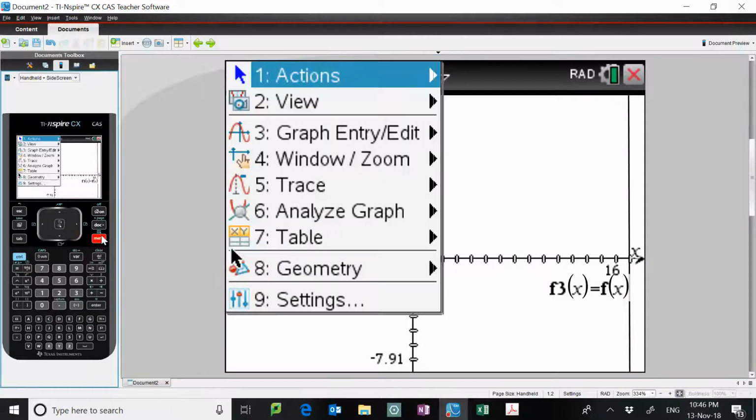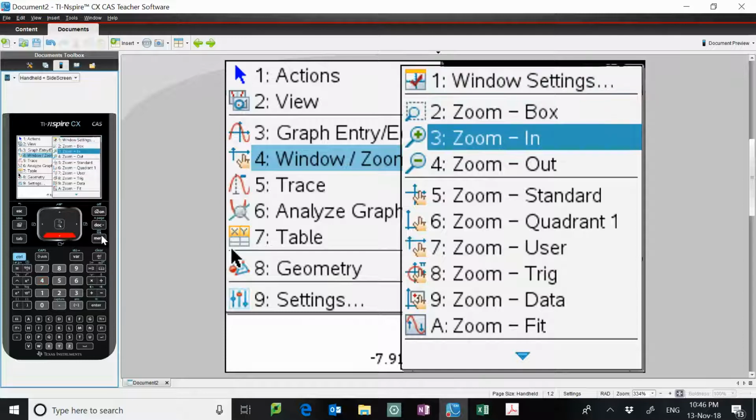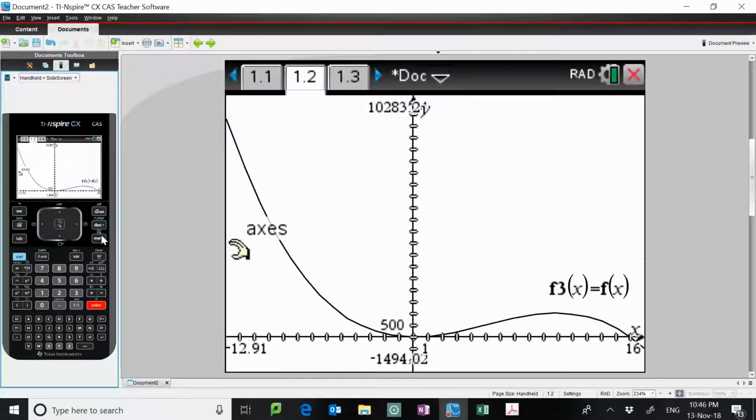I would say menu, 4, and there are only 3 things I want you to use. It was zoom box, zoom fit, or window settings. I will always do zoom fit first. So I go down to zoom fit, and there you go. See, it fits it nicely, but it's a bit too big. So I want to focus on just this section. Remember, the volume can't be negative, and neither could x be negative. So I don't need this left-hand side.